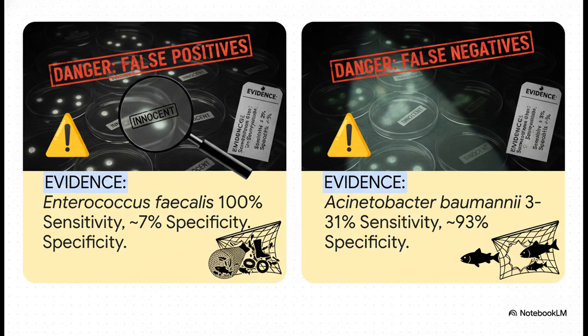That means it mislabels almost every non-producer as a biofilm producer. It's crying wolf. Now look at Acinetobacter baumannii. It's the complete opposite disaster. The sensitivity is shockingly low, sometimes as bad as 3%. It misses more than 9 out of 10 true biofilm producers. So the test can be wrong in two totally different but equally dangerous ways.